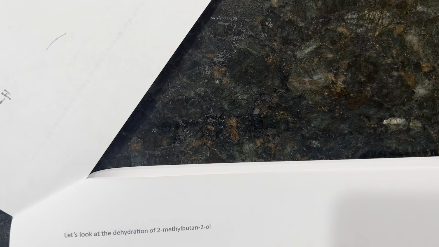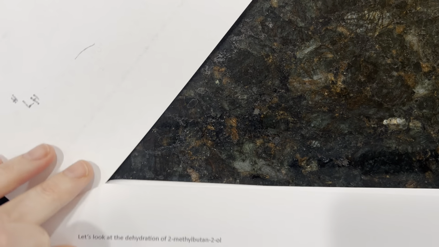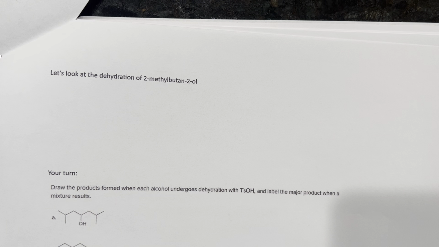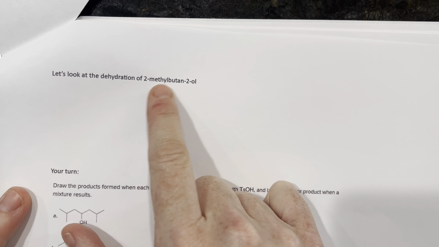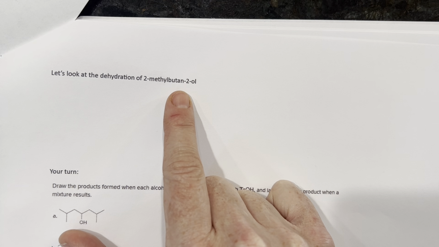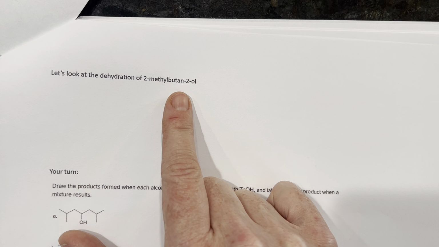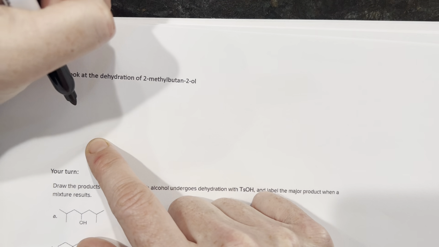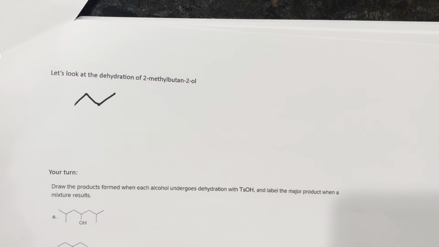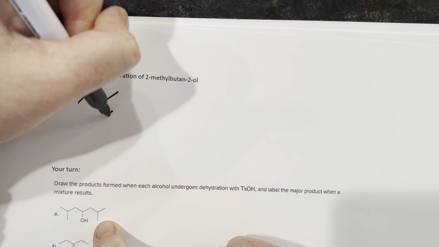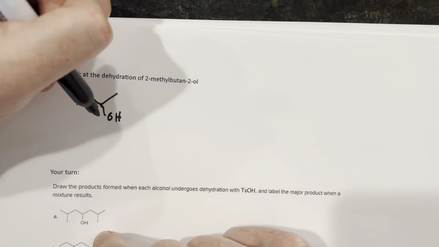Okay, so let's look at the dehydration of 2-methyl-butanol. I want to show you how similar any dehydration reaction is to what we've already done. Hopefully we know how to draw 2-methyl-butanol already. We want to say it's got a butane group. On the second carbon, there must be an alcohol. On the second carbon, there must also be a methyl group.